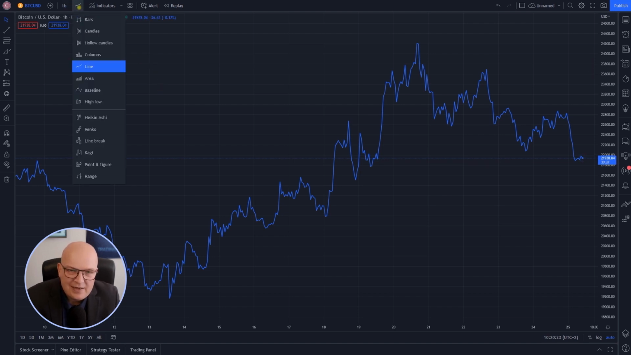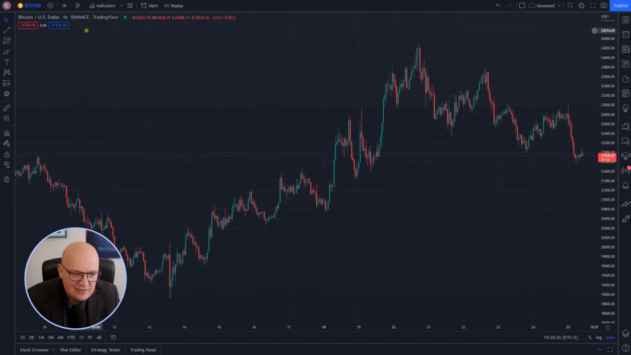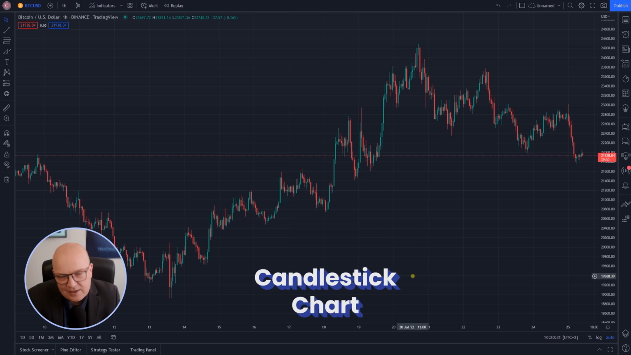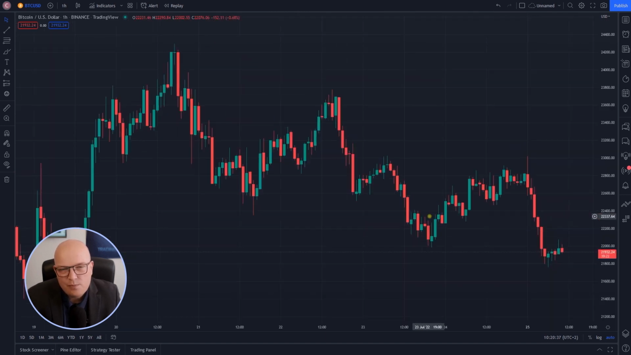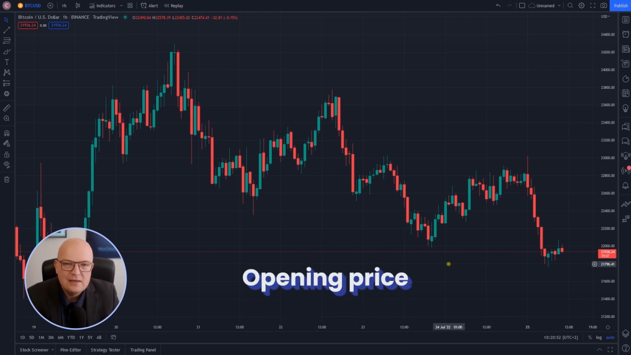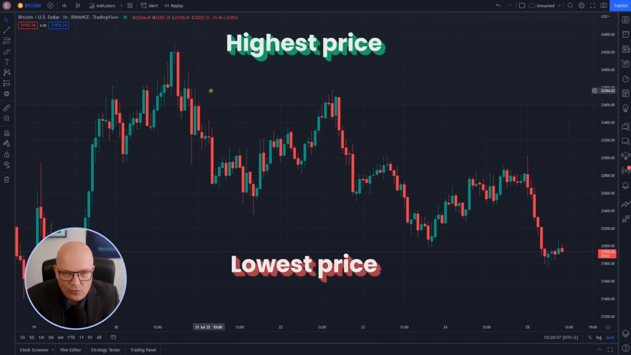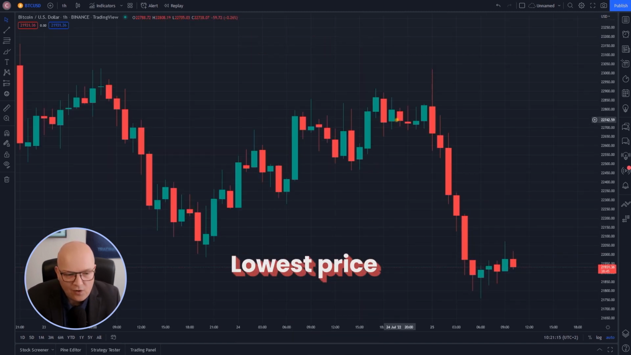To identify things like this, we need to switch to the next type of chart, which is called a candlestick chart. Candlestick charts are probably the most famous charts out there because they give you much more information about what is really going on within a market. Within a candlestick chart, you already have 4 pieces of information: the opening price, the closing price, the highest price and the lowest price, and those together form a candle.